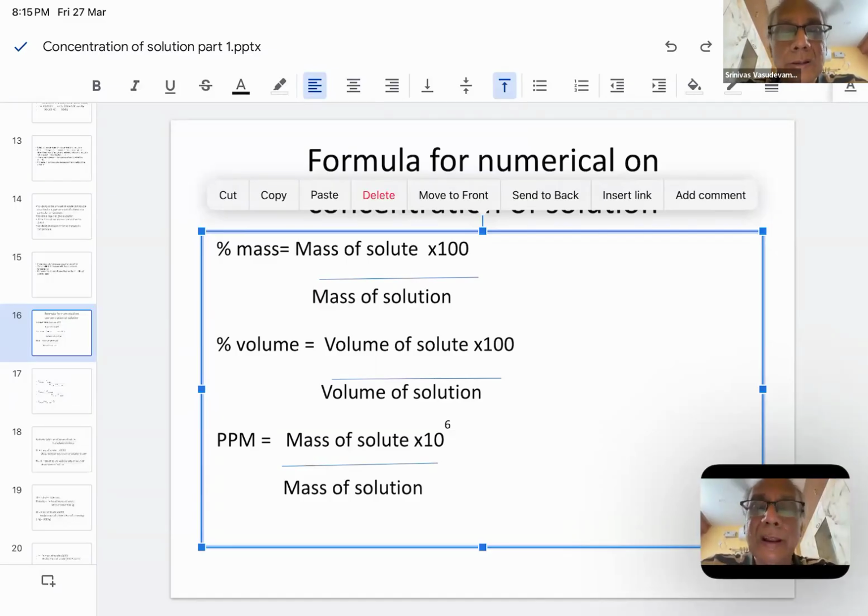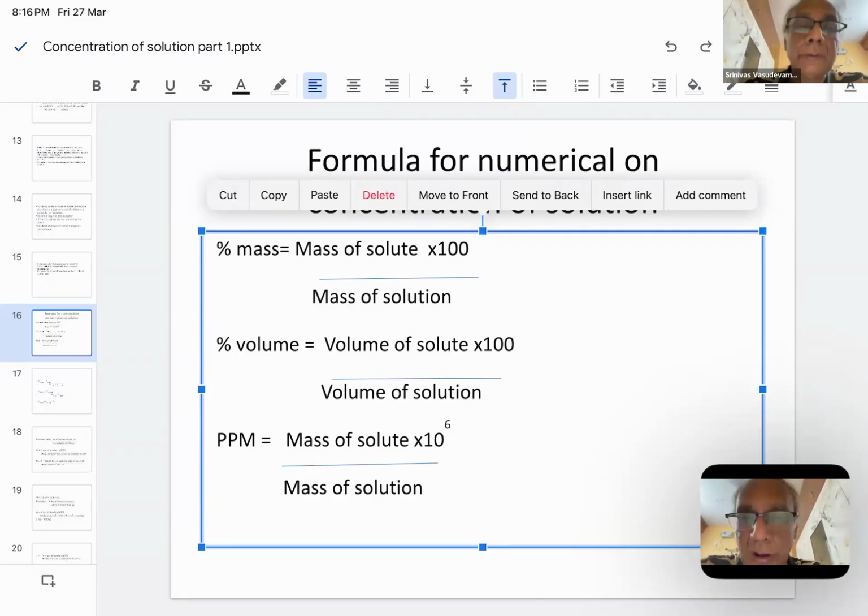So I can write it as mass of solute divided by mass of solution into 100. That gives you the percentage mass here. Let's say 5% by mass of sodium chloride. That means 5 gram of sodium chloride is present in 100 gram solution. In other words, 100 gram solution contains 5 gram sodium chloride and 95 gram water.